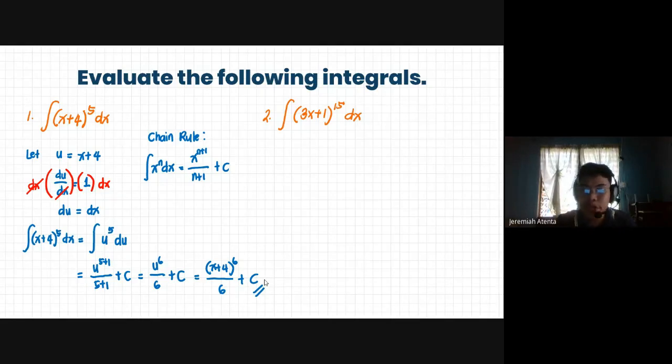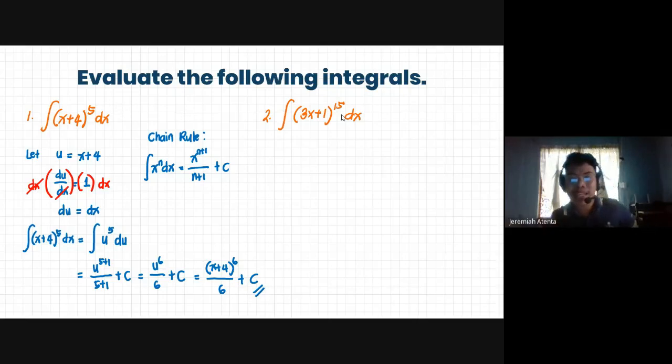Next. Number 2, we have the integral of 3x plus 1, quantity raised to the power of 15 dx. What do you think is the expression that we need to substitute here? We have 3x plus 1 to the power of 15. So what do you think? Kindly write it down in the comment section.